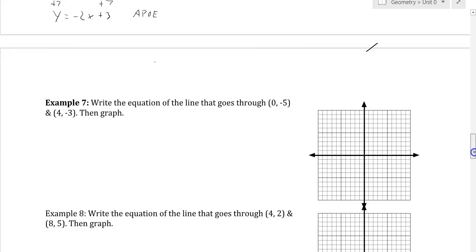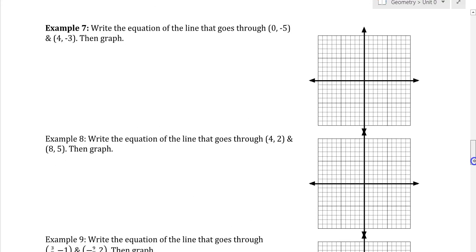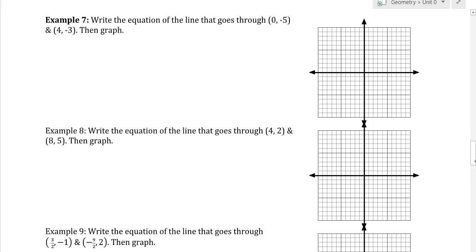And we go on to the next one. Whee! Sorry about that.